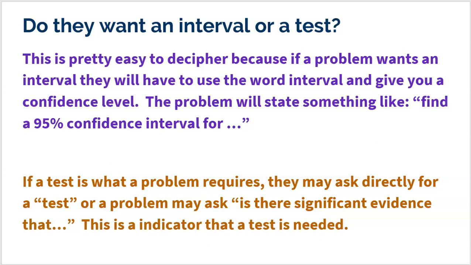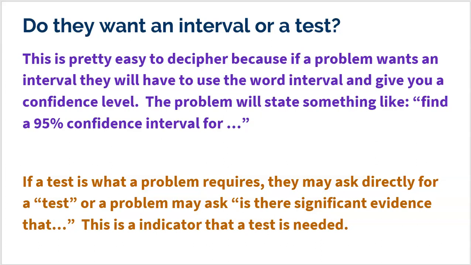So if a problem says something like, "Find a 95% confidence interval for the mean height of kangaroos," well, then you know what you need to do. You've got to find an interval. And it says mean. Oh, I've got to find an interval for a mean. Now you kind of know what you need to do.